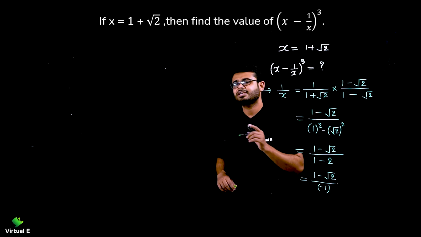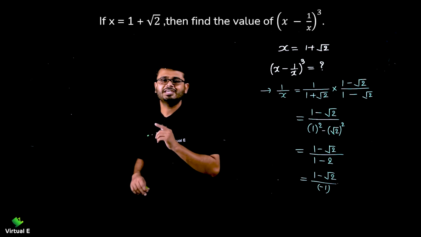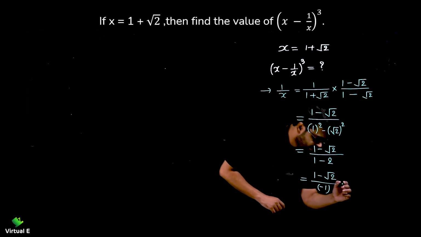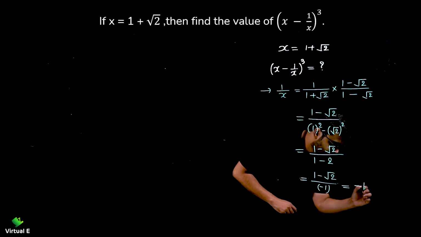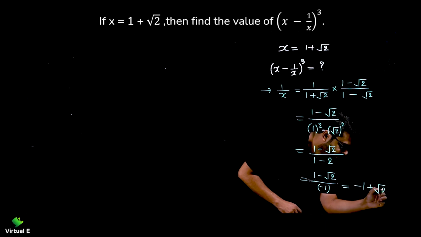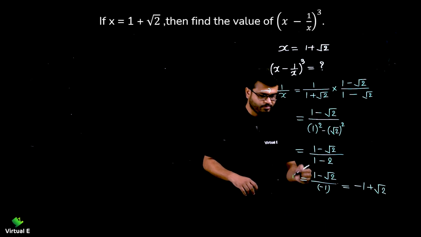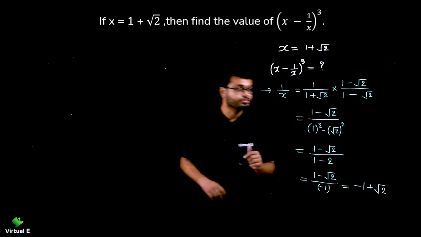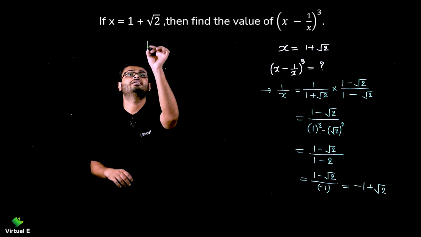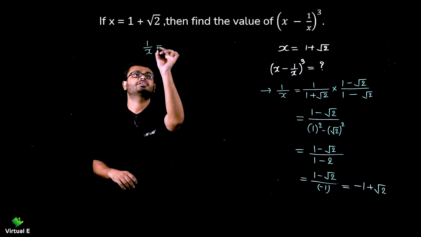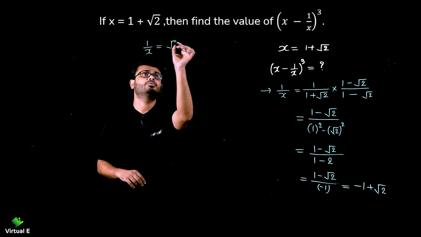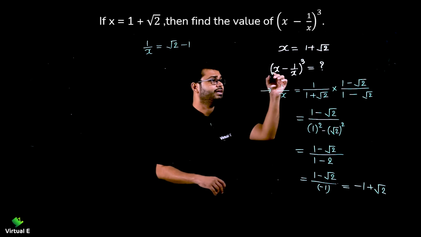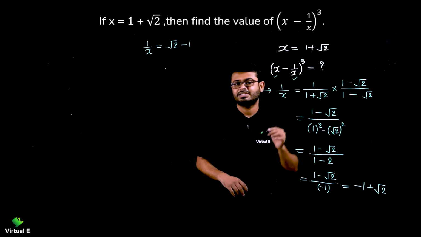Now minus 1 is there in the denominator. In this case we can just change the sign of the numerator. So it will become minus 1 plus root 2. See, I have changed the sign of the numerator. 1 becomes minus 1, minus root 2 becomes plus root 2. So we can write that 1 by x is equal to root 2 minus 1. Done. Now we have the value of x, and 1 upon x as well.